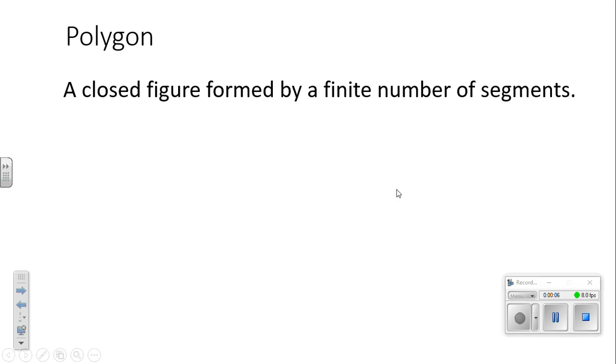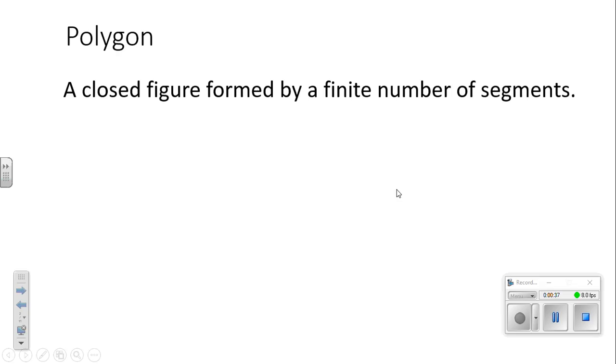So first we need to define a polygon. A polygon is a closed figure with a finite number of sides. Okay, what does the word finite mean? Specific number, okay? It doesn't go on forever. Infinite is the opposite of finite, right? So we have a specific number of sides, not an infinite number of sides. And it's a closed figure with these sides, okay?